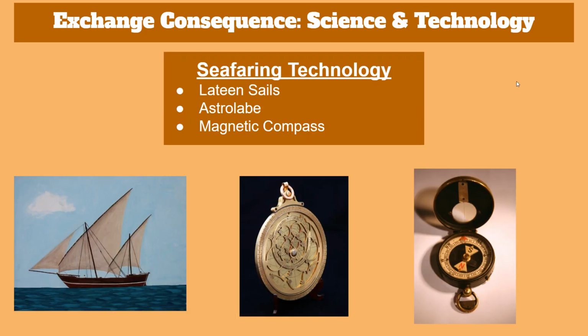Technology-wise, because of the new seafaring through the Indian Ocean trade routes, we see the exchange of the new technologies that came with it, such as the magnetic compass, the astrolabe, and these lateen sails that help ships go faster with multiple directions of the sails.